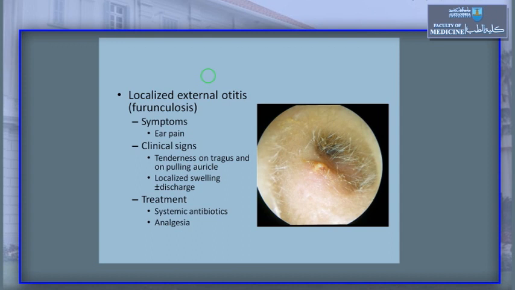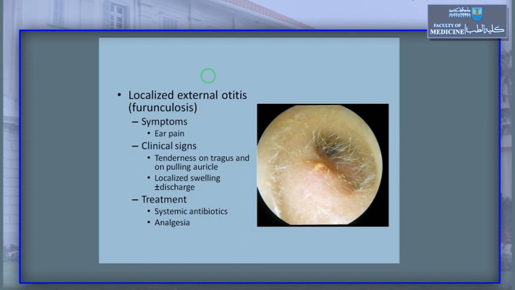The pain is what the patient complains of, and tenderness is the patient perceiving pain when you are touching this involved region. So what can we do for this patient? We need to give antibiotics for such condition. It's better to give systemic antibiotics that are effective against Staphylococcus aureus. We need to give very good analgesia because the patient is complaining of significant pain.